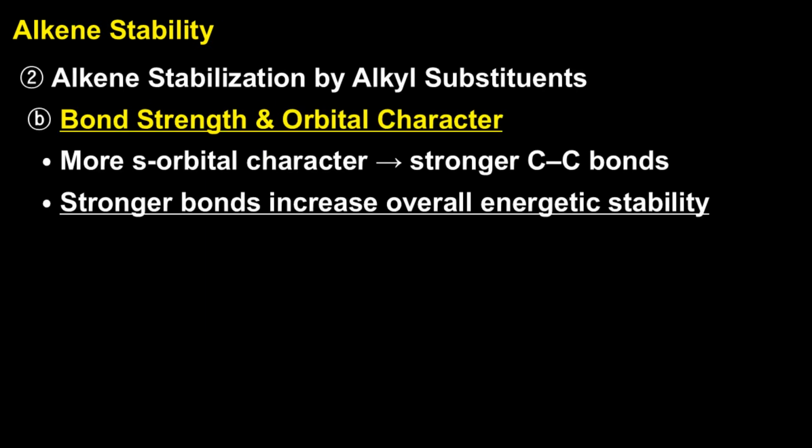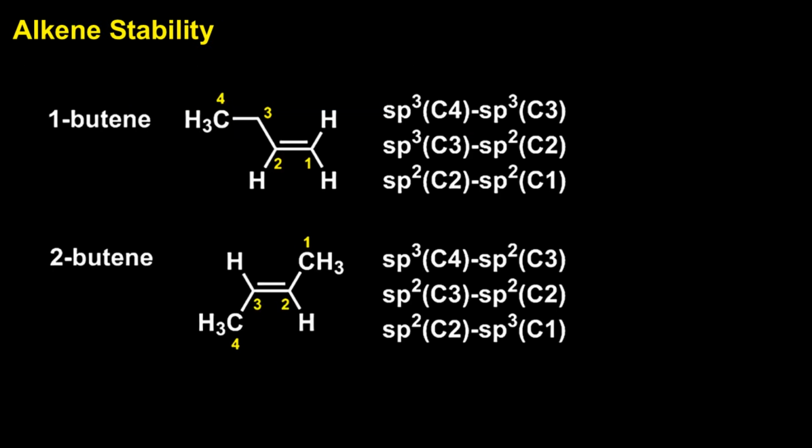Okay, now let's shift gears a bit and talk about bond strength and how orbital character plays a role in it. Here's the idea. The type of hybrid orbital involved in a bond can actually affect how strong that bond is. For example, an sp2 orbital has more s character than an sp3 orbital. And more s character means the electrons stay closer to the nucleus, so the bond ends up being shorter and stronger. And stronger bonds? They contribute to the overall stability of the molecule.